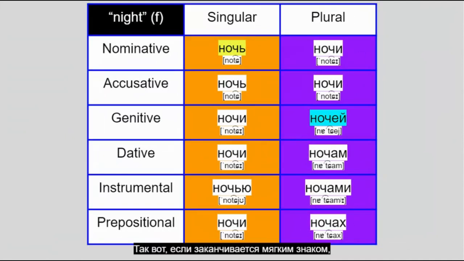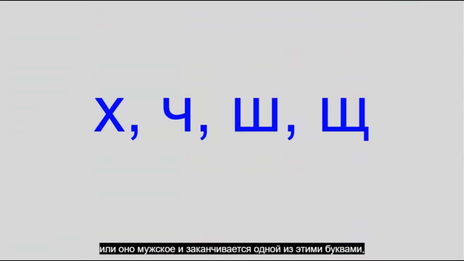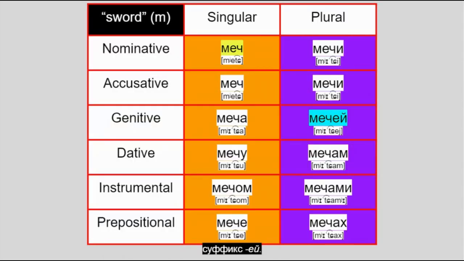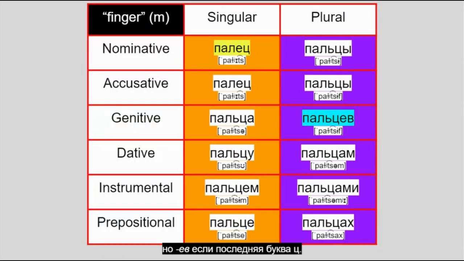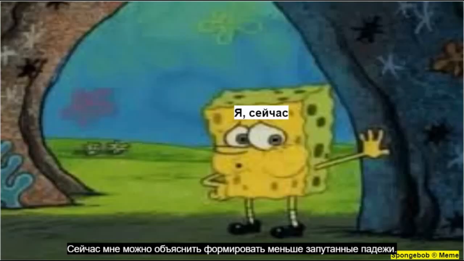Anyway, if it ends in мягкий знак, or it's masculine and ends in one of these letters, the suffix is ey. Finally, masculine nouns have the genitive plural ending of ov, but ev if the last letter is ts.